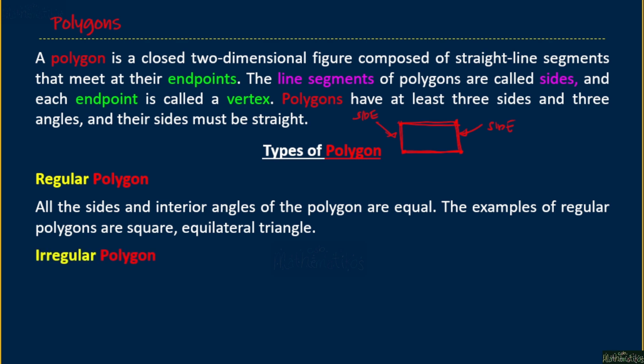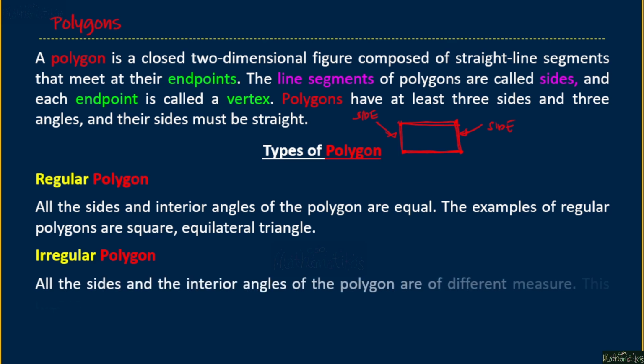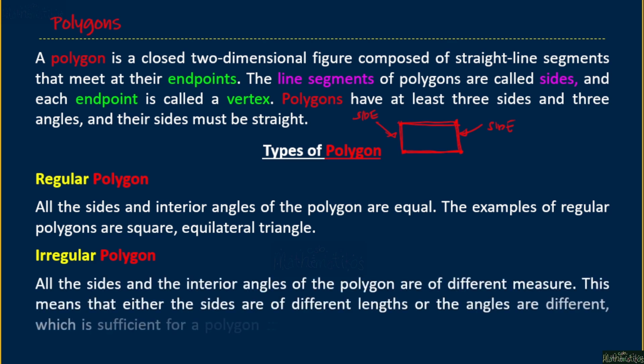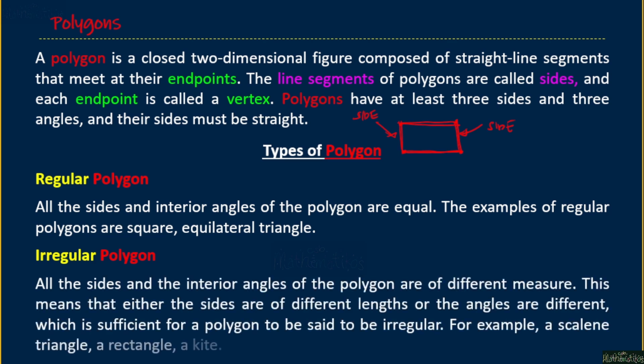Also, we have an irregular polygon. All the sides and interior angles of the polygon are of different measure. This means that either the sides are of different lengths or the angles are different, which is sufficient for a polygon to be said to be irregular. For example, a scalene triangle, a rectangle, or a kite.